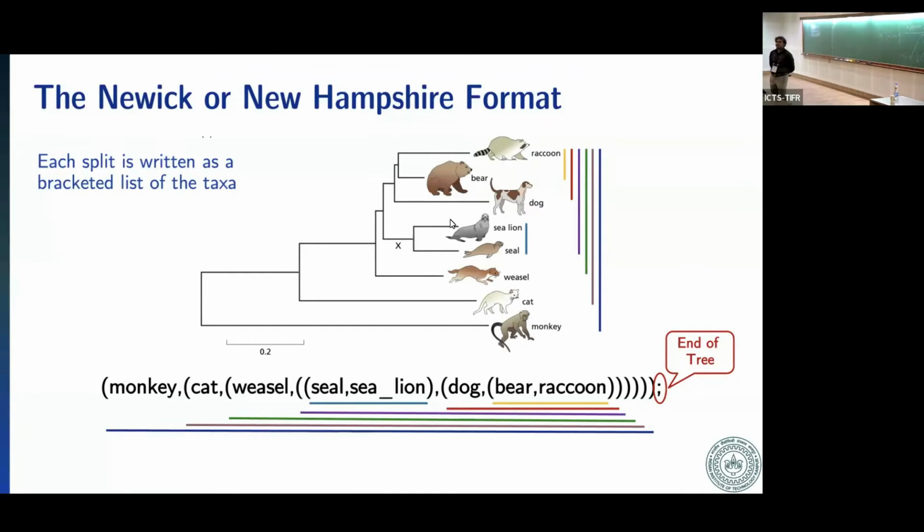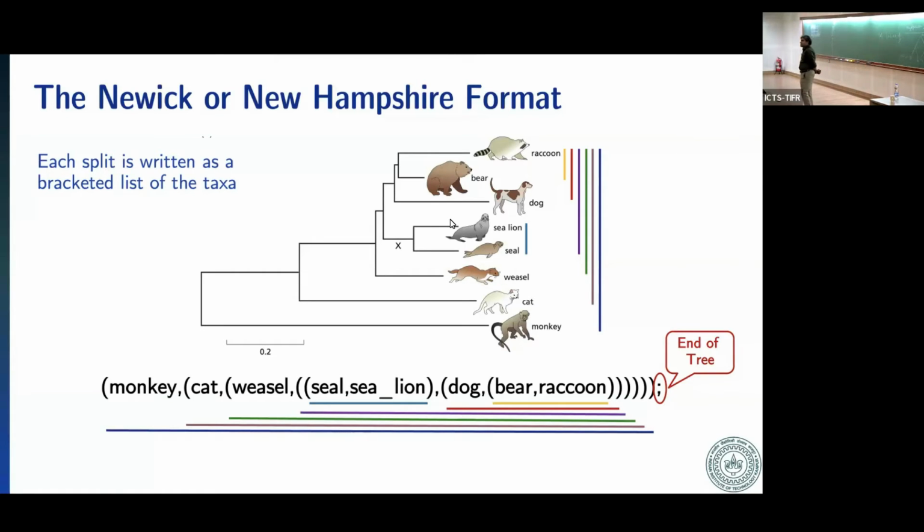This is where the tree has ended. So this is a string which is representing the whole tree structure, how the different splits are present in this particular tree structure. Okay, and this is called the Newick tree or New Hampshire format of the tree.